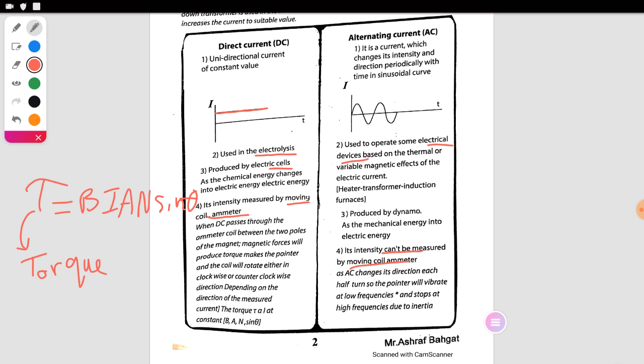What is the meaning of it? With alternating current, when we use a moving coil galvanometer, the pointer vibrates at two sides, moves and does not stop, so we cannot measure the intensity of very weak alternating current. When the frequency of the alternating current is high, the pointer stops and does not change due to inertia. This is the first part of studying the alternating circuit.